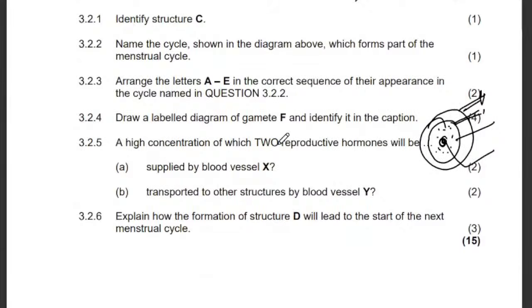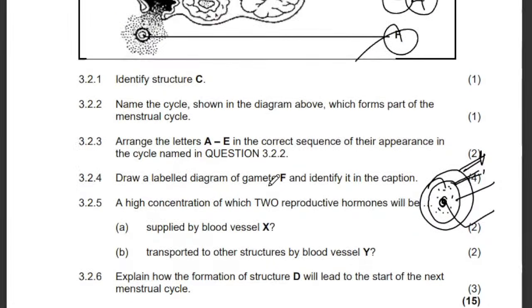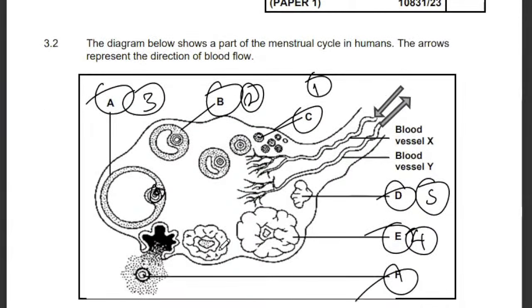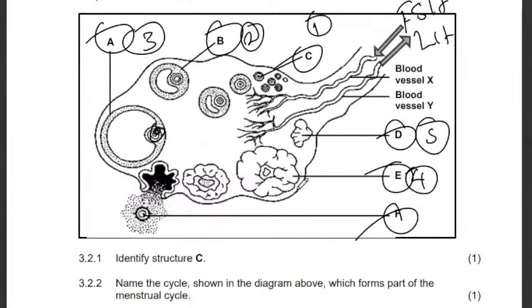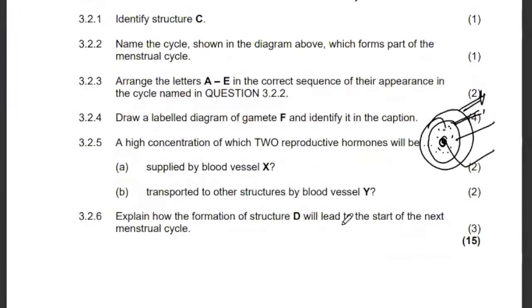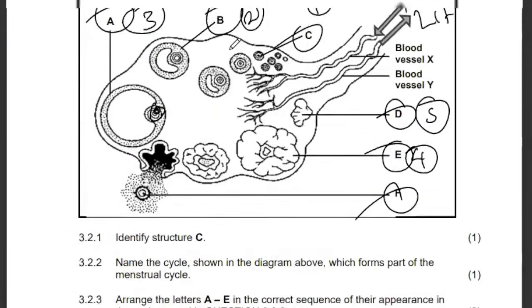High concentration of which two reproductive hormones will be supplied by X? Where is X? X is bringing, meaning it is from the brain bringing here. So it means it's going to be follicle-stimulating hormone and luteinizing hormone. So those are the two hormones. Remember, this one produces estrogen and this one produces progesterone. So meaning that Y, let me see if it's Y.